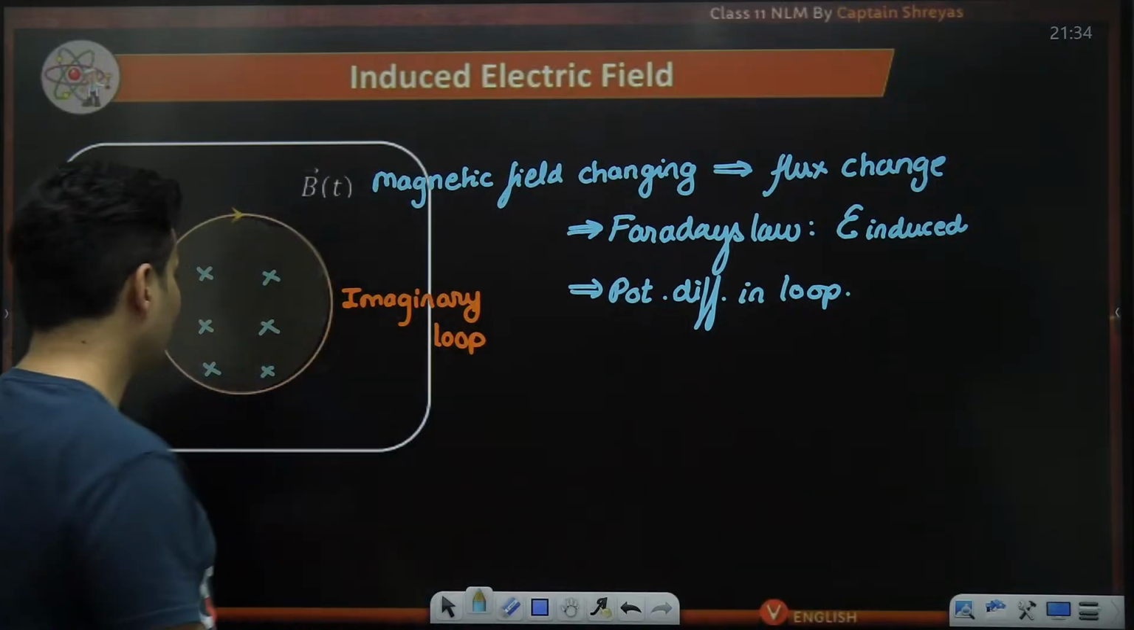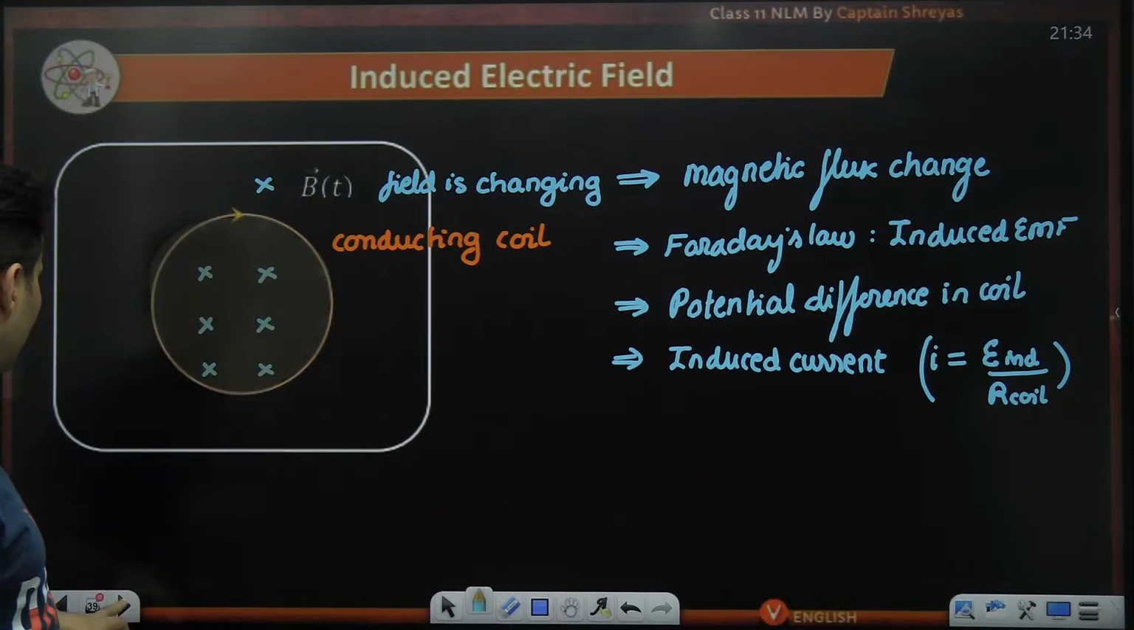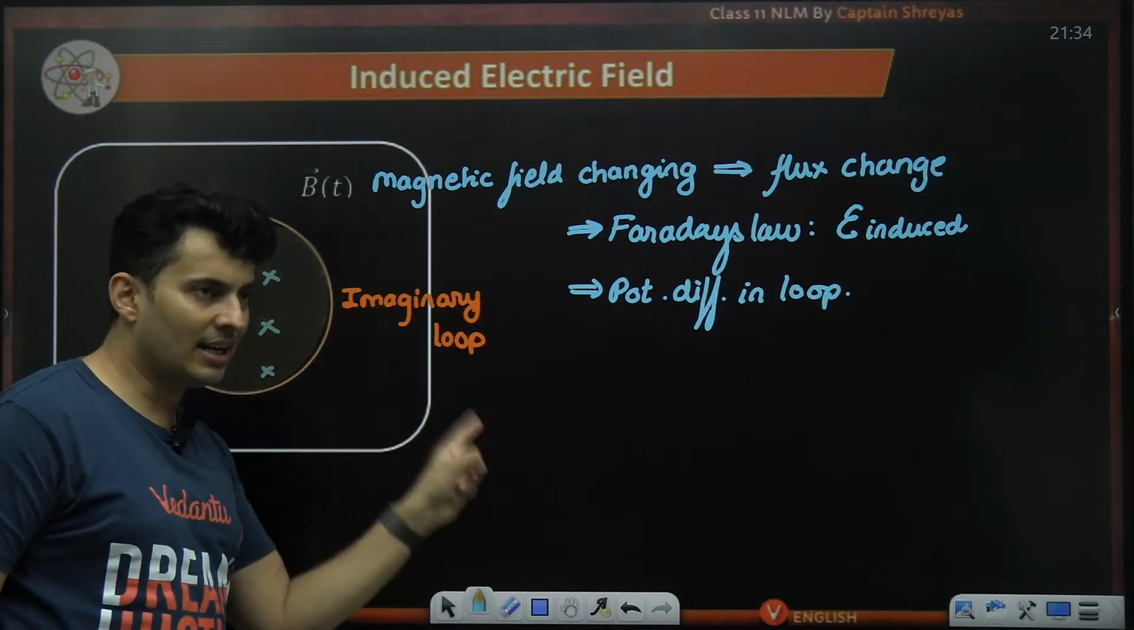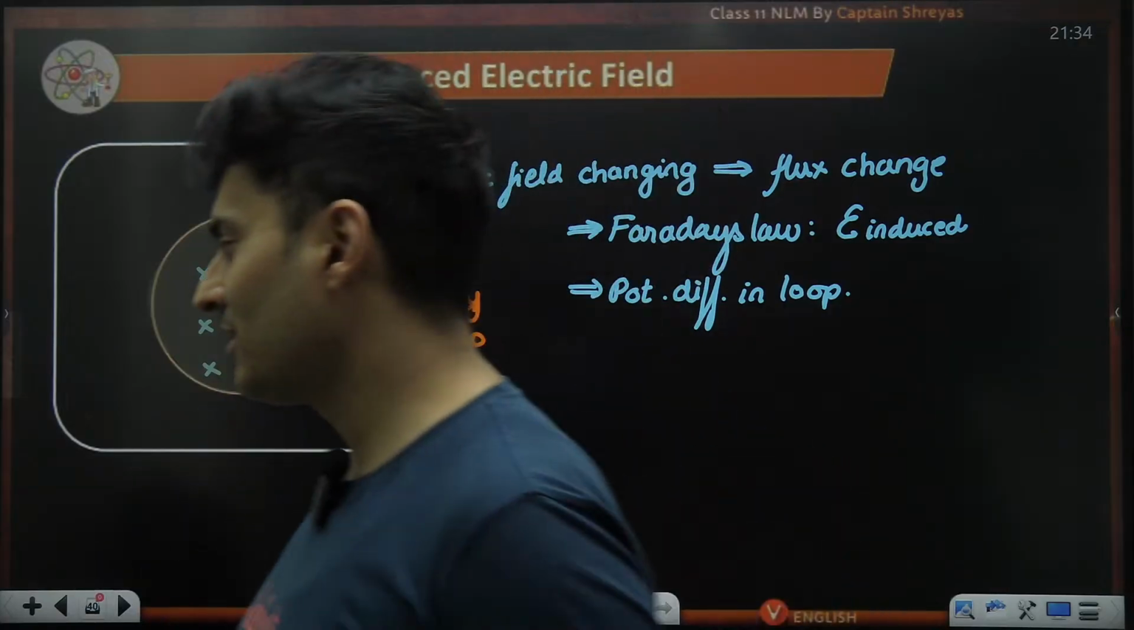But tell me one thing. Here, there was current in that conducting coil. Will there be current in this imaginary path? Answer it in the chat box quickly.